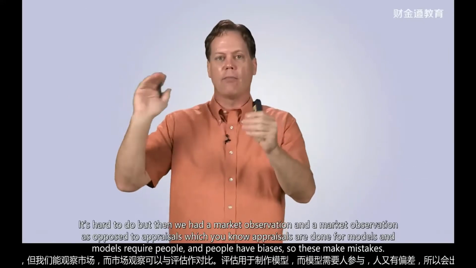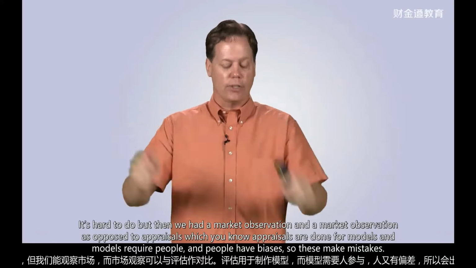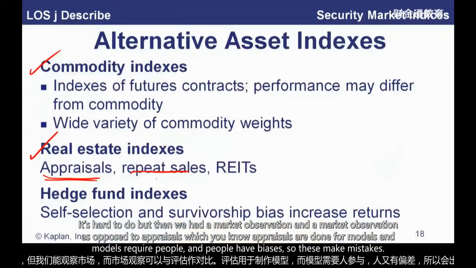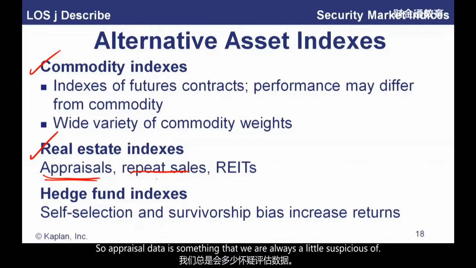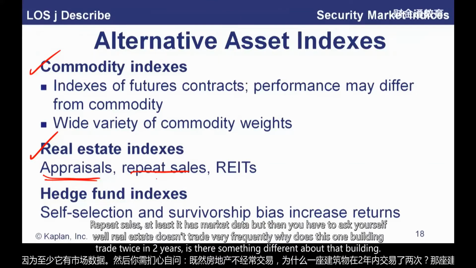But then we have a market observation, as opposed to appraisals, which are done from models, and models require people, and people have biases, or at least make mistakes. So appraisal data is something that we're always a little suspicious of. Repeat sales at least has market data, but then you have to ask yourself, well, real estate doesn't trade very frequently. Why did this one building trade twice in 2 years? Is there something different about that building?